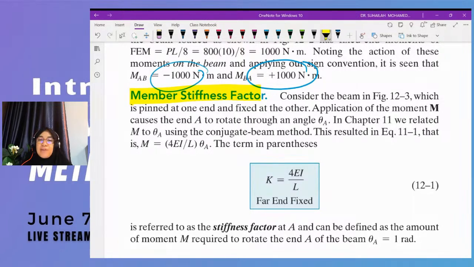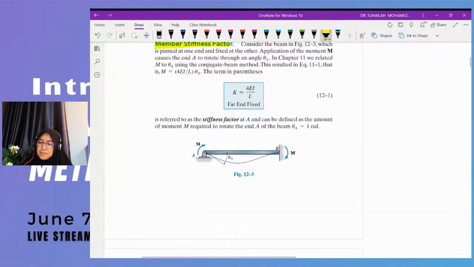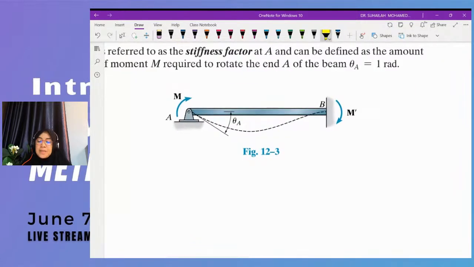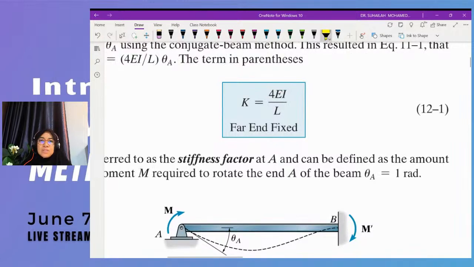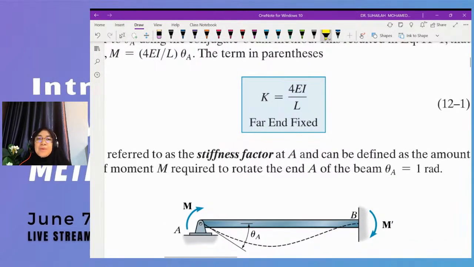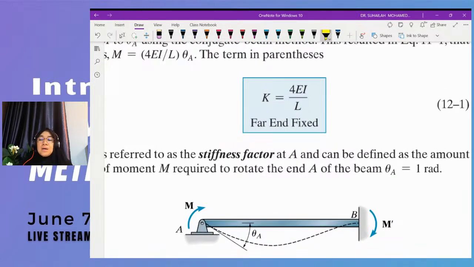Member stiffness factor, the symbol is K. So this is the diagram. Anyway, it doesn't matter. We focus on the formula, because we will use this formula to calculate the stiffness factor, and after that the stiffness factor will be used to determine the distribution factor.